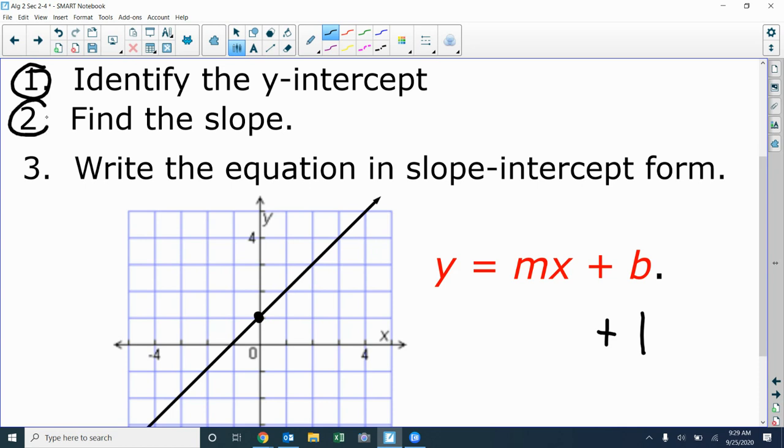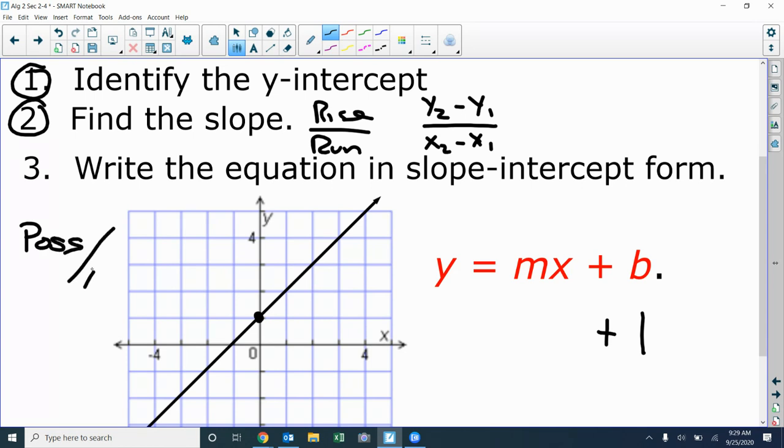Step 2, can we find the slope? Remember, slope is rise over run, or change in y, y2 minus y1, over x2 minus x1, which we'll have here in a second. But that's your slope formula. But we're just visually looking. First of all, is it a positive slope or is it a negative slope? Well, it is a positive slope, so we know it's positive.